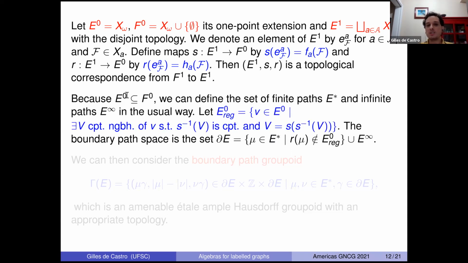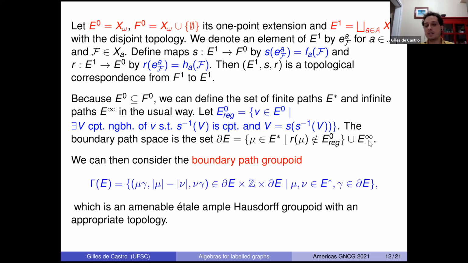And again, because this E0 is contained in F0, we can build the path space as we usually do. I actually contacted Katsura to see if these things work, and he put a preprint on arXiv, defining these partial topological graphs, which can model this kind of structure. And then the idea is similar to what is done for graphs, but the definition of a regular vertex is a little bit more complicated because you have to take into account the topology. But then the definition of the boundary path space is the same as for finite graphs, or for discrete graphs which are not topological. So we take finite paths which do not end on a regular vertex, and we take all infinite paths.